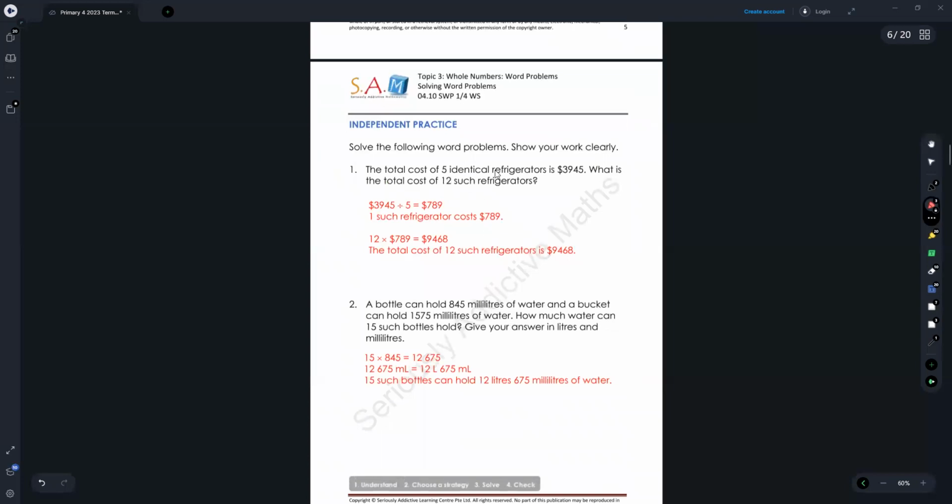Ask them. The total cost of 5 identical refrigerators is $3,945. What's the total cost of 12 such refrigerators? Ask them, do you need to draw a model? No, there's no comparison here. Right? How do you do it? Well, 5 fridges equal 3945. Then find the value of 1 fridge. And then times 12. 12 refrigerators will be the value.